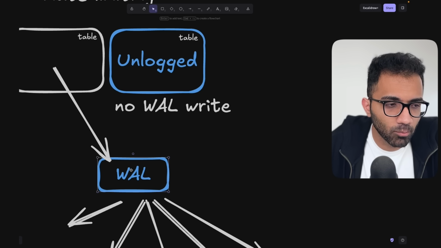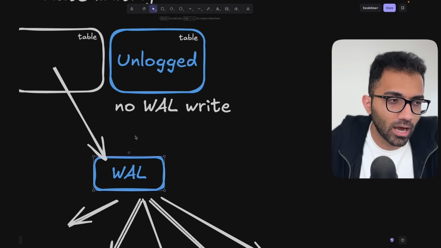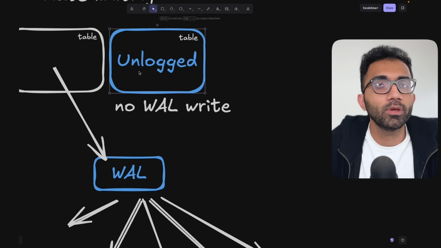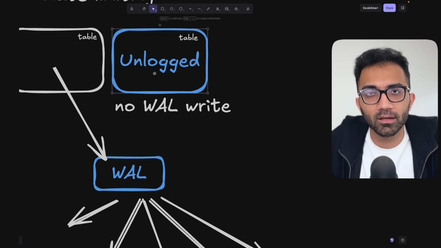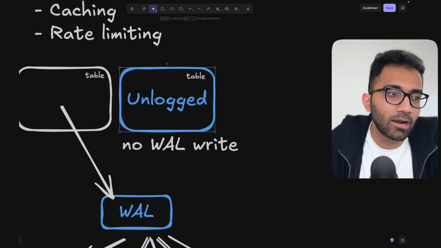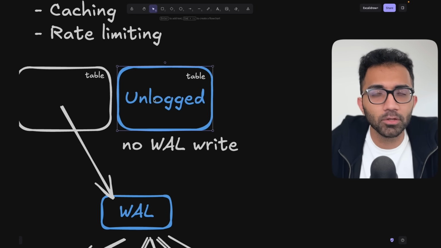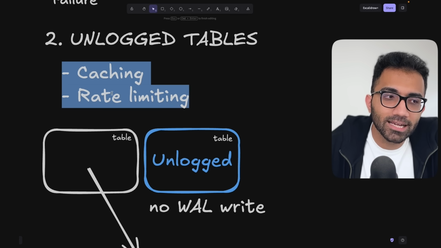I mean, it's not exactly a bottleneck. It's a necessary evil that you have to do. But if you say, okay, I'm okay with this table being highly unreliable and it could be nuked, I don't care. Like if my database crashes or something happens, I don't care if I lose data inside this table, then you can do that, which is a perfect candidate for caching or rate limiting, right?